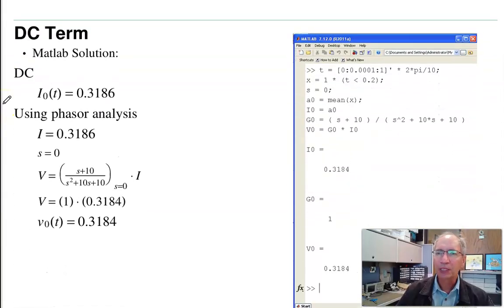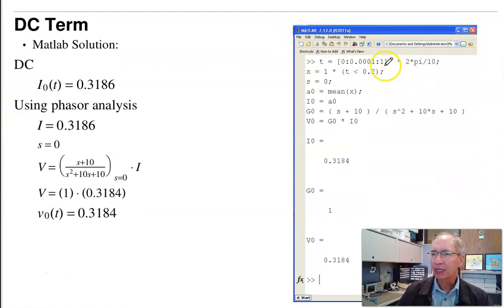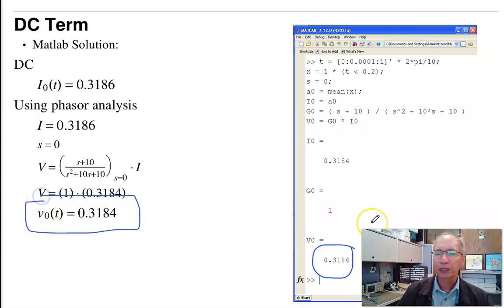So in MATLAB, here's what you do. I've got my time. Here's x of t. My frequency is s equals 0. A0 is just the average of x. That's my current. Here's the gain. The gain of my system is s plus 10 over s squared plus 10s plus 10. Find the gain at 10 radians per second. The gain times the input is the output. So here's the gain, here's the input, there's my output. What that tells me is here's the DC term for my voltage. First part of the solution.